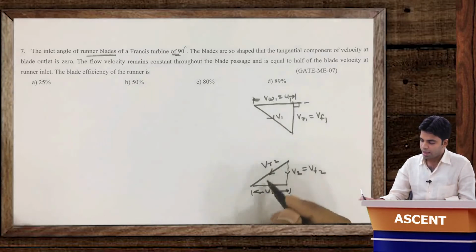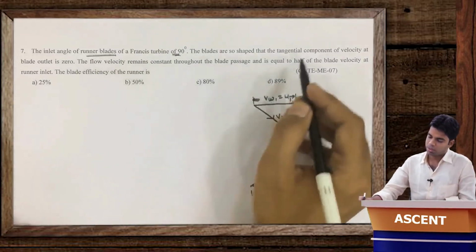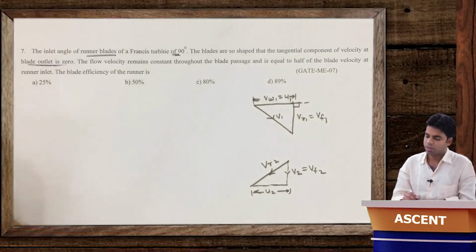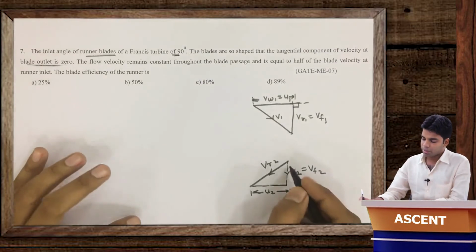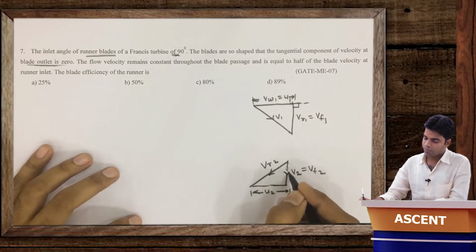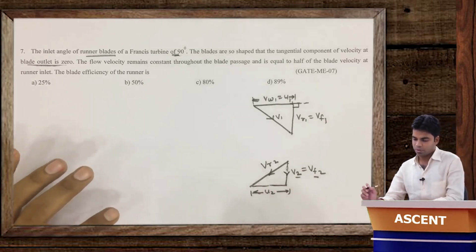Similarly, exit में क्या बोल रहा है? For exit this VW2 is equal to 0. Tangential component of velocity at blade outlet is 0. VW2 0 का मतलब क्या हुआ? That means this V2 is vertical. Getting this now? That means VR2 is like this, and this V2 will be equal to VF2, and this is U2. Clear or not?